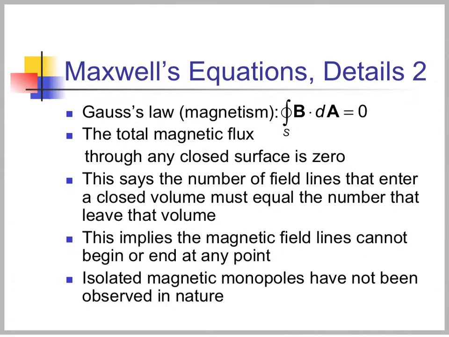Gauss's law in magnetism says the total magnetic flux through any closed surface is zero. This says that the number of field lines that enter a closed volume must equal the number that leave the volume. It implies that magnetic field lines cannot begin or end at any point. And we remember isolated magnetic monopoles have never been observed in nature.